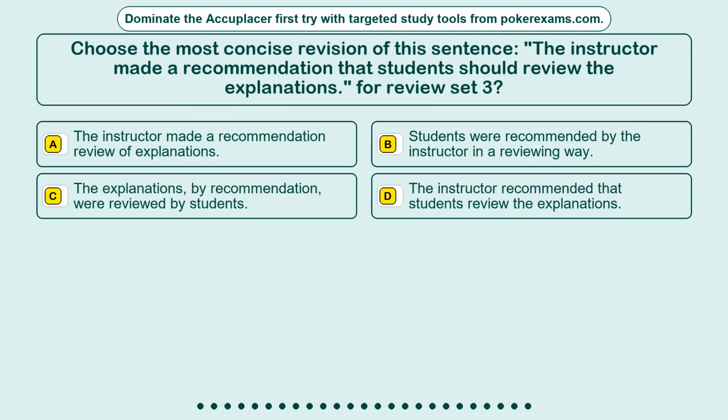Question 22. Choose the most concise revision of this sentence. The instructor made a recommendation that students should review the explanations for review set 3. Option A. The instructor made a recommendation review of explanations. Option B. Students were recommended by the instructor in a reviewing way. Option C. The explanations, by recommendation, were reviewed by students. Option D. The instructor recommended that students review the explanations.